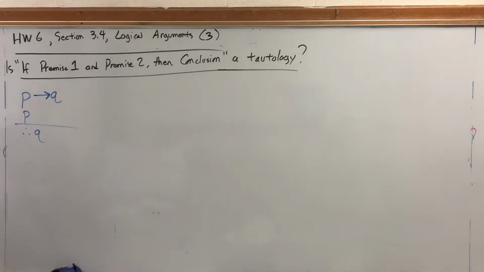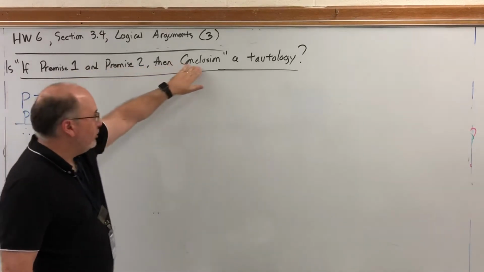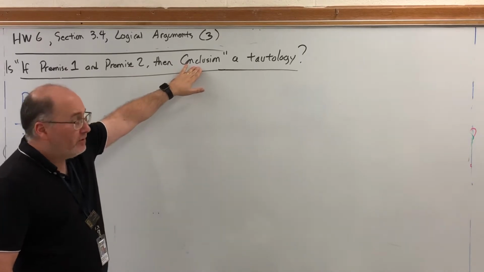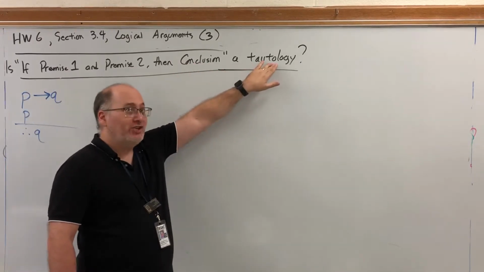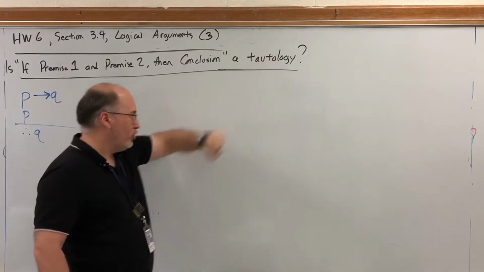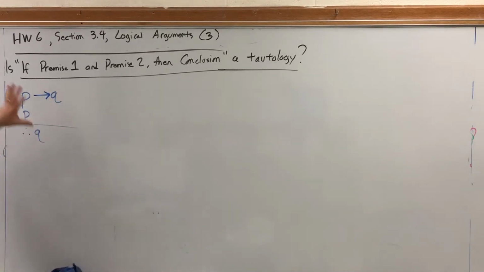As stated in the last video, we're going to set up the compound statement: if premise 1 and premise 2, then conclusion, build its truth table, and answer the question, is it a tautology? Is it always true? And here was our argument written symbolically.